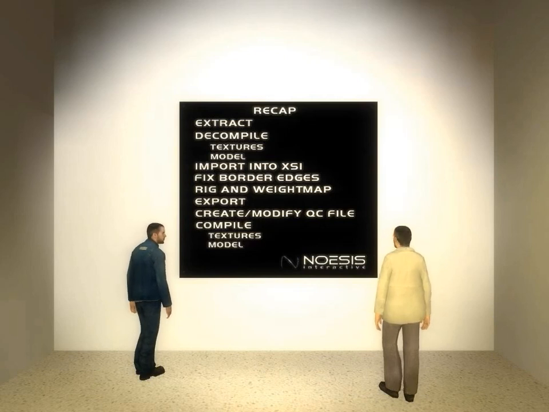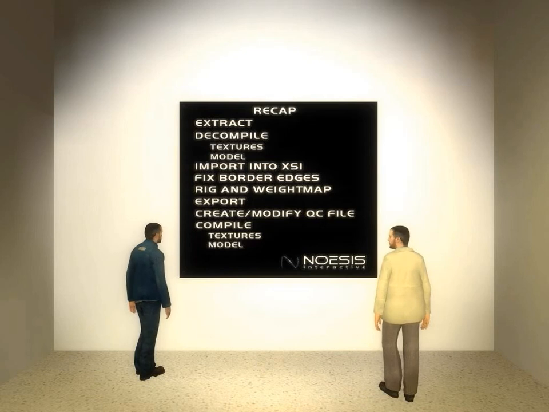Once in XSI, we fixed the border edges and got rid of leftover artifacts from decompilation and an extra weight map. We welded our edges back together using the Weld Edges operator, and we learned that each model is different, so welding the edges will be a little trial and error each time, but it will depend on the complexity of the model. After our model was whole again, we rigged it using the Valve Biped Guide and Rig.